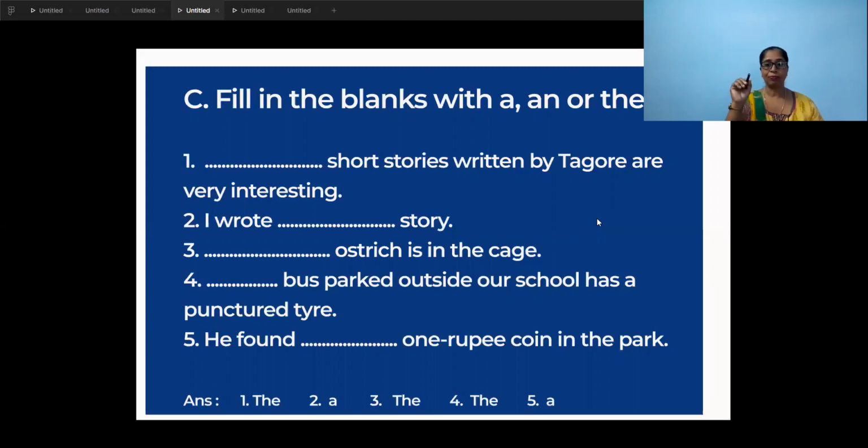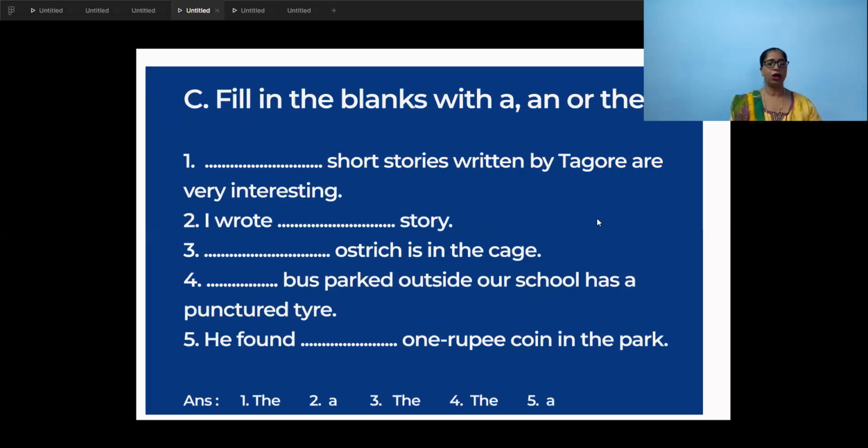Now think, children. Here I am speaking about particular short stories. वो खास stories जो टैगोर ने लिखी हैं. So which article should we use? The. T-H-E. The. And begin with a capital because it's the beginning of the sentence. Written? Very good. Let's go to the next one.